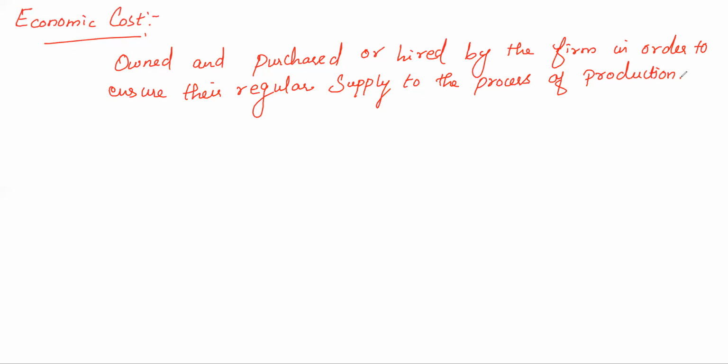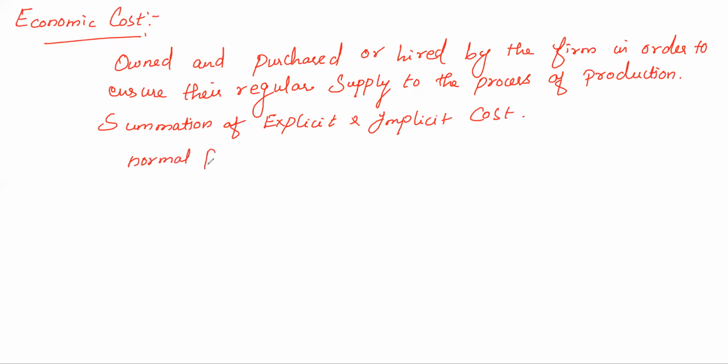Okay, so it is the summation of explicit and implicit cost. So economic cost is relevant to calculate the normal profit and thereby the economic profit. So that is economic cost.